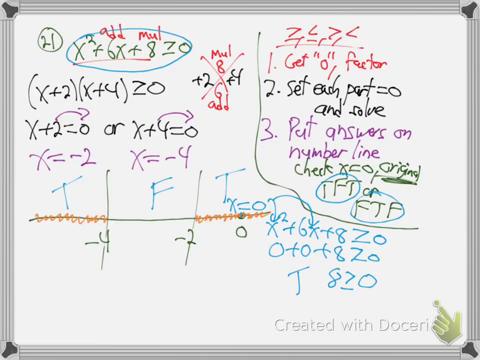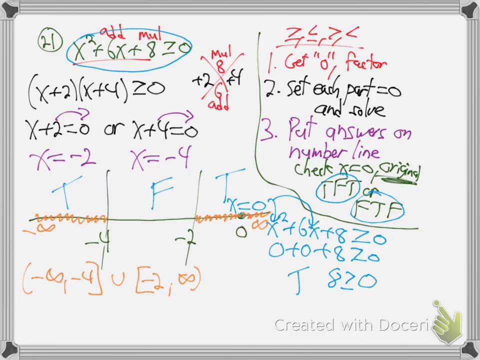So this region, which is true, and this region, which is true. So how do we say this? This goes from negative infinity to negative 4, united with, and this one goes from negative 2 to infinity. Negative 2 to infinity, like that.